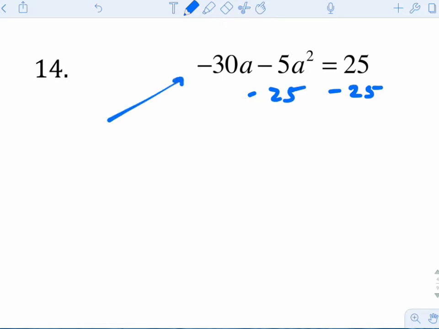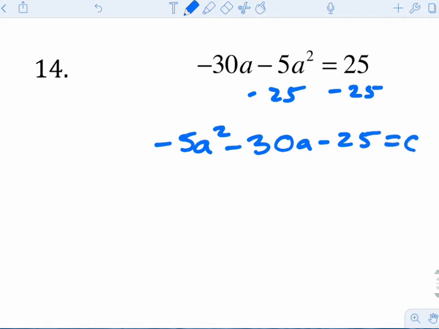I'm also going to rewrite the left-hand side in standard form, because that's always a good idea: to put our polynomial in standard form before we try to factor it. So we've got negative 5a squared minus 30a minus 25 all equals 0. All right, and before we do anything else, always look for common factors.